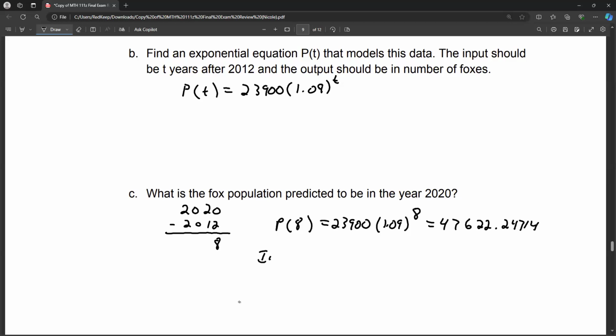With word problems or story problems, you typically will answer these in full sentences. So I would say something to the effect of, in 2020, the fox population is predicted to be, and I'm going to take that number we just found and round it to the nearest whole number. So there you go.